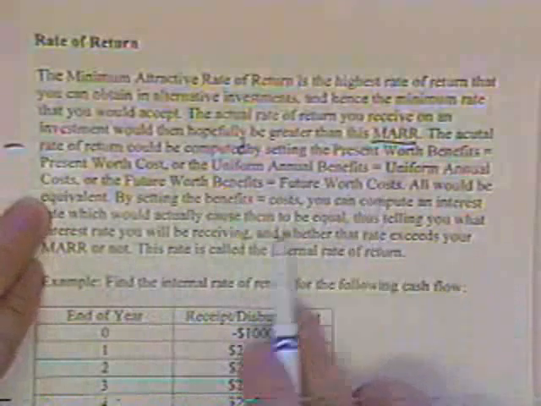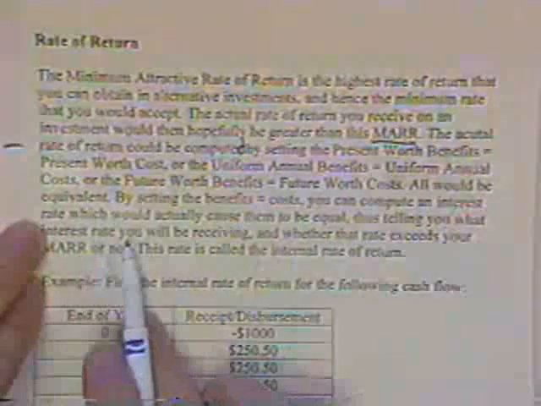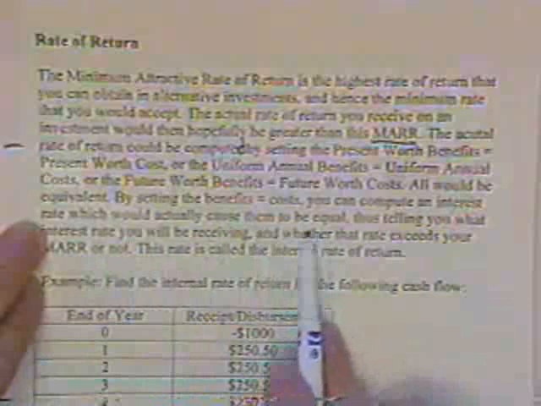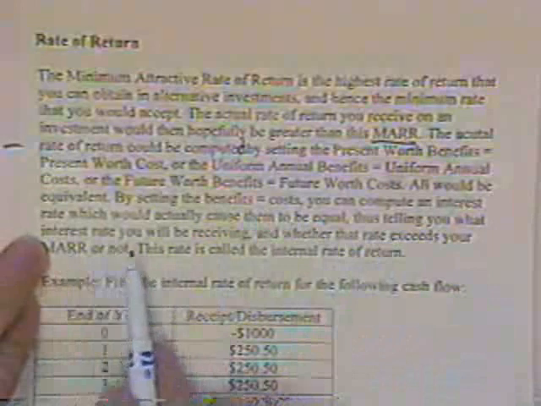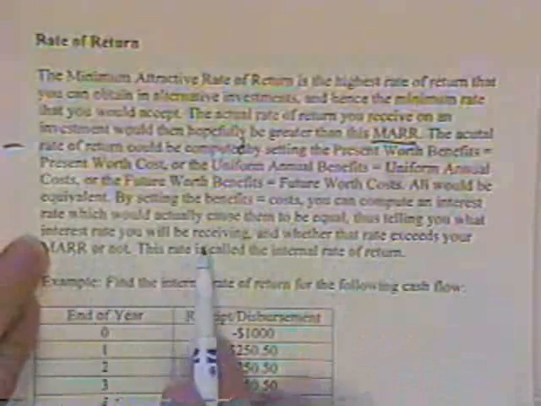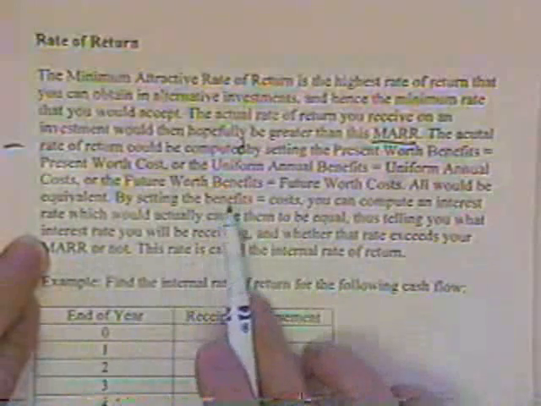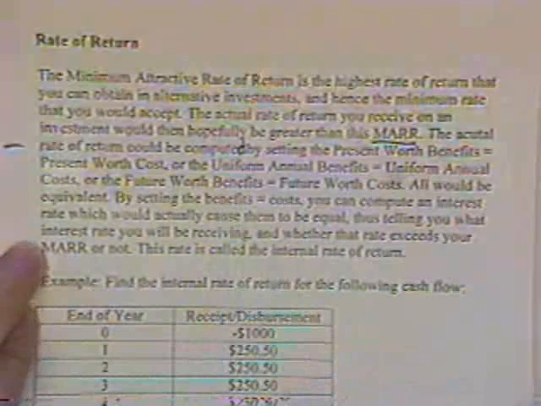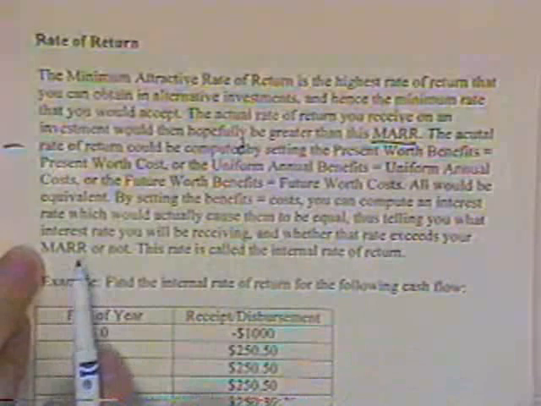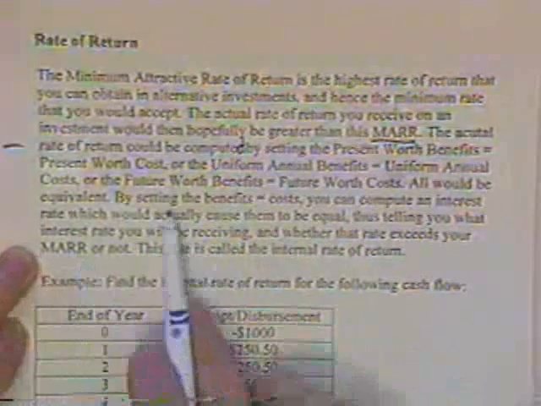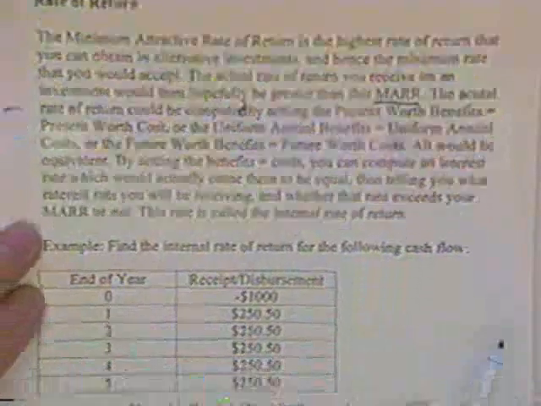Any of these you could do. But basically you set the benefits equal to the costs, and from that you compute an interest rate which would actually cause your benefits to equal your costs. And that tells you basically what interest rate, or what rate of return, you are receiving on the benefits of this investment with respect to its costs. If that number does not exceed your MARR, then you probably won't accept that investment. Now, the rate of return that you calculate from this is called the internal rate of return.